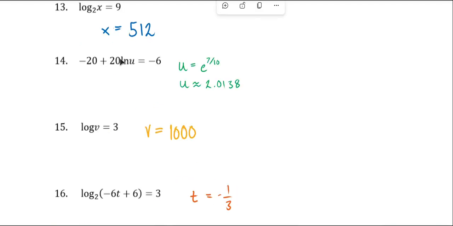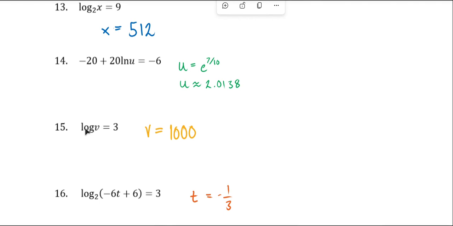I should have mentioned a domain restriction in the last one. ln of u needs to have a positive value stuck in, but 2.01 is indeed positive. Same thing with this one. We have 1,000, and log base 10 of v has a domain of the positives.